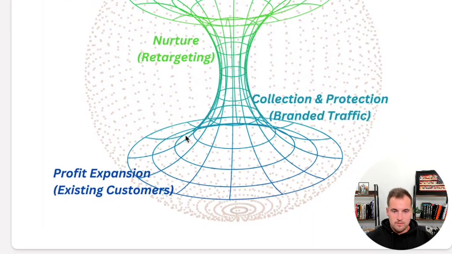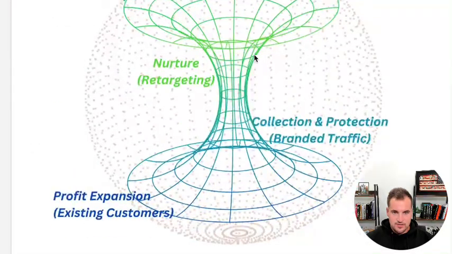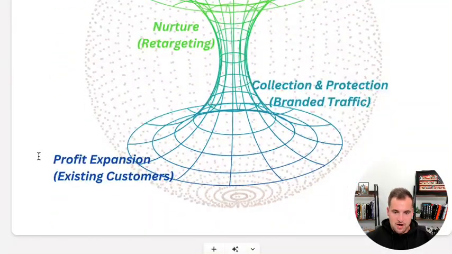Then at the bottom of the funnel, you have two different types as well. Just like the top, it's mirrored. So at the bottom, you have profit expansion and collection and protection. So let's start on the collection and protection side.